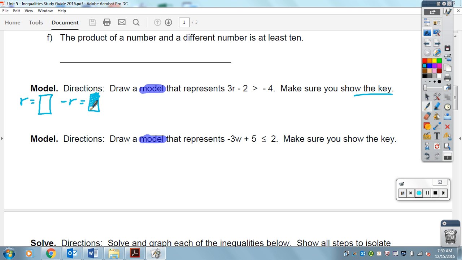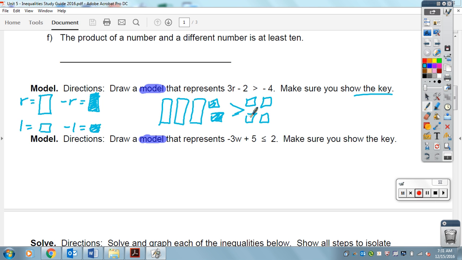Negative r's would be the filled in version, just like a positive 1 is maybe just a regular square, and a negative 1 is a filled in square. So it says 3 r's, and then a negative 2, that means 2 of these guys, filled in. And you could just do is greater than negative 4. 4 of the negative guys.